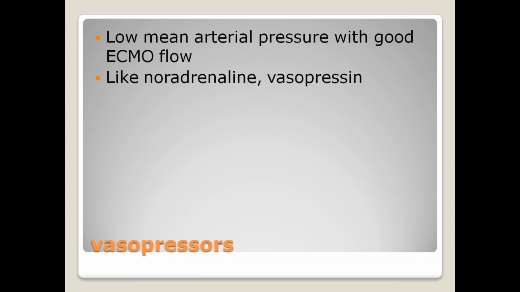Third possibility is the patient is in a low cardiac output state: mean arterial pressure is low with a good ECMO flow. Your flow is 5 liters, 6 liters, but still the mean arterial pressure is low. The patient is probably in a vasodilatory state. Then what you need to give is a vasoconstrictor, either vasopressin or noradrenaline, whichever you prefer.